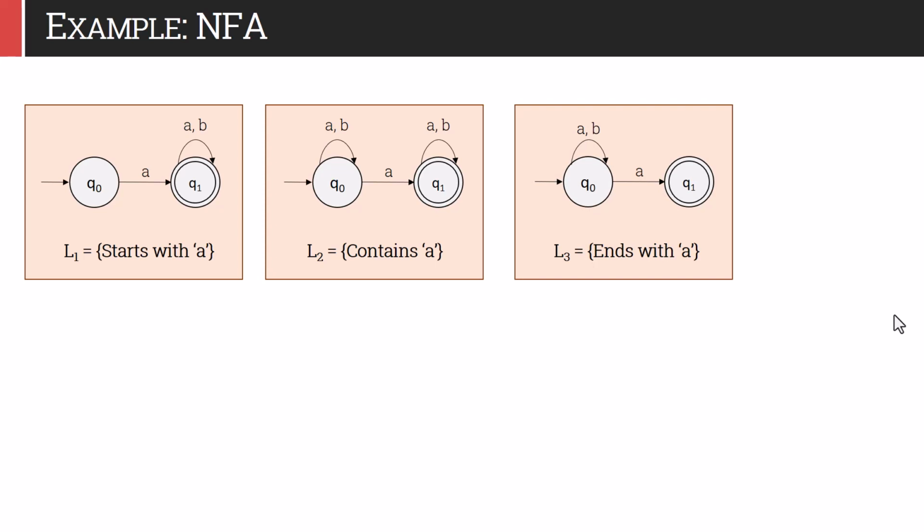L3 is a language in which all strings end with A. As strings are ending with A, we are not allowed to read any other symbol once we read A and go to the final state. Before that we can have any combination of A and B, so we can put a self loop on Q0. So these three are basic building-block NFAs of many languages. Try to understand them carefully.